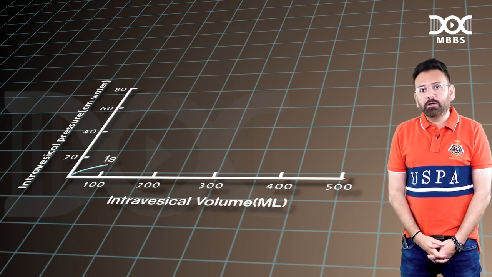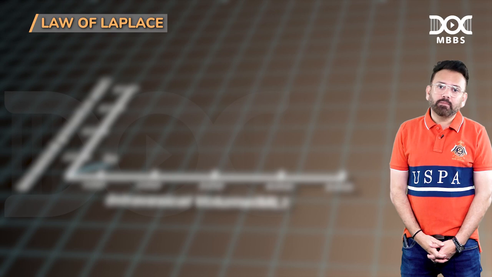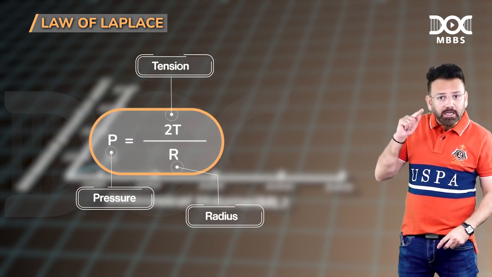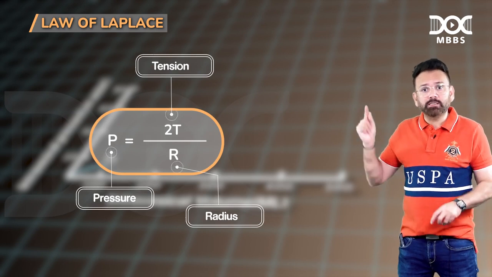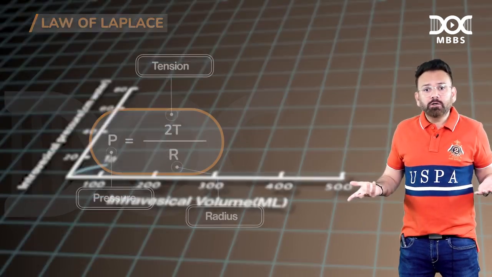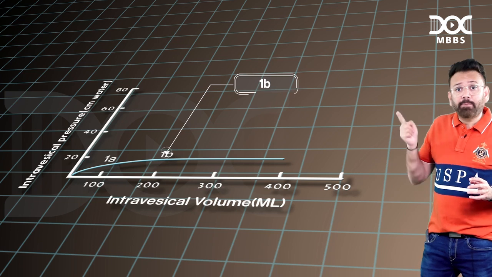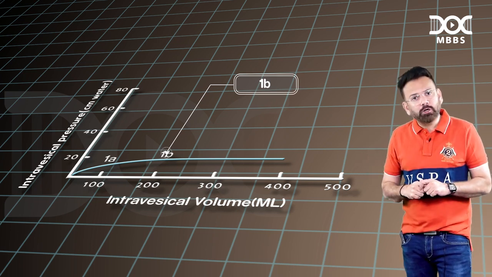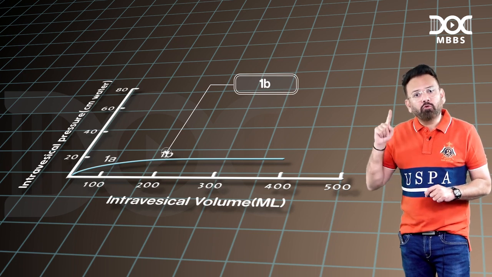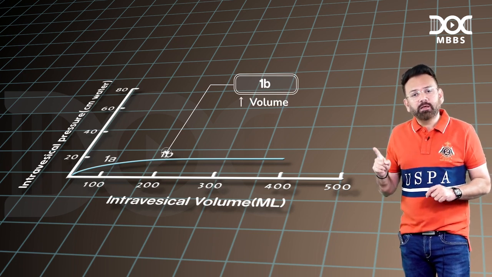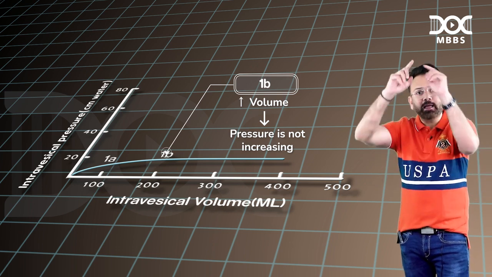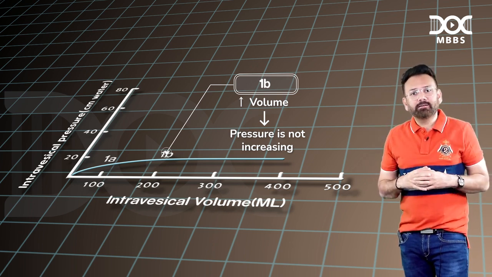But after that, because of the Laplace law, what is Laplace law? P is equal to 2T by R. If tension is increasing and radius is also increasing, pressure remains constant. So in 1B, because of the Laplace law, due to plasticity of the bladder, you can note here that even though the volume of the bladder is increasing, pressure is not increasing due to Laplace law. That is why we say the bladder is plastic, not elastic.